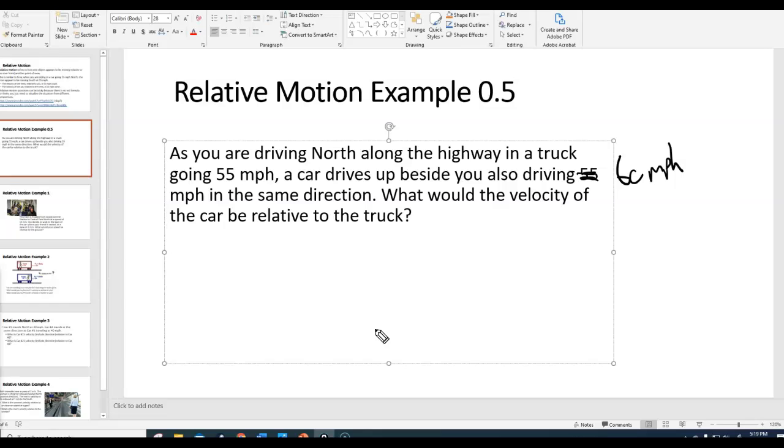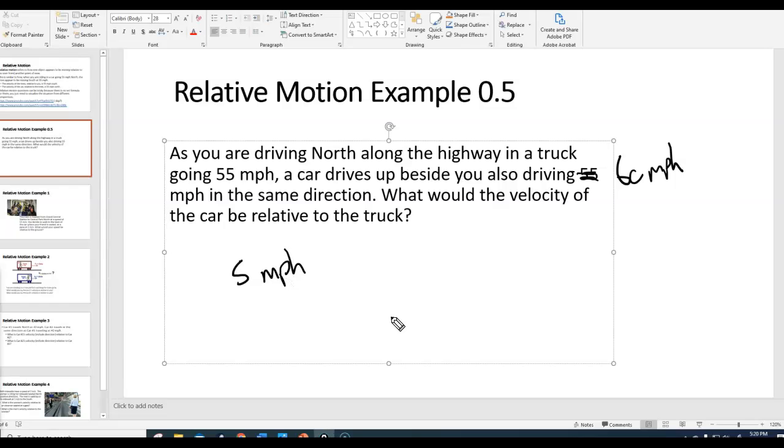Okay, now relative to the truck, do you see the car going 55 miles, or do you see the car going 60 miles per hour? No. Okay, it's passing you, but it's not passing you that quickly. So I would say in this situation, if you're in the truck, you're going 55, the car is going 60, the velocity relative to the truck would be 5 miles per hour.